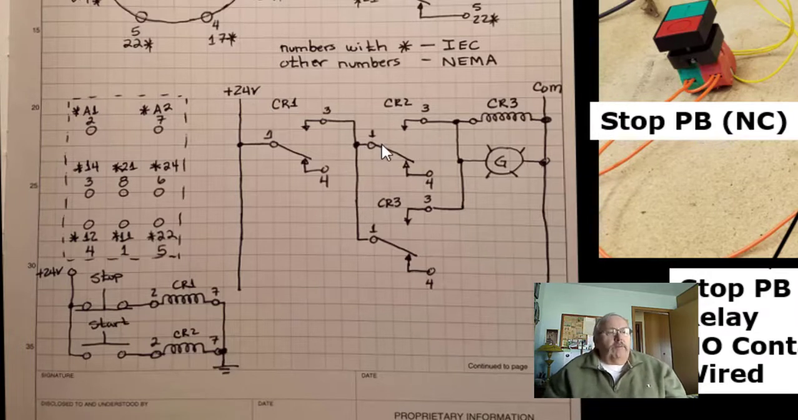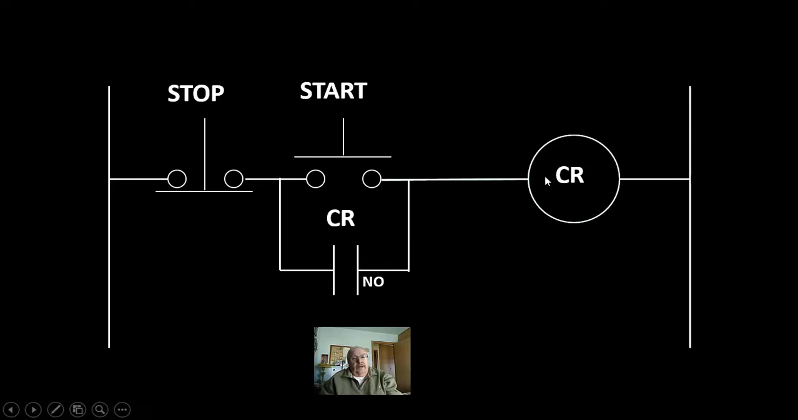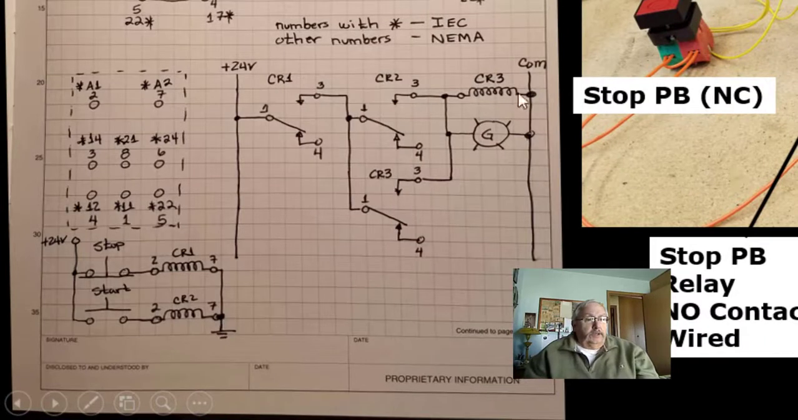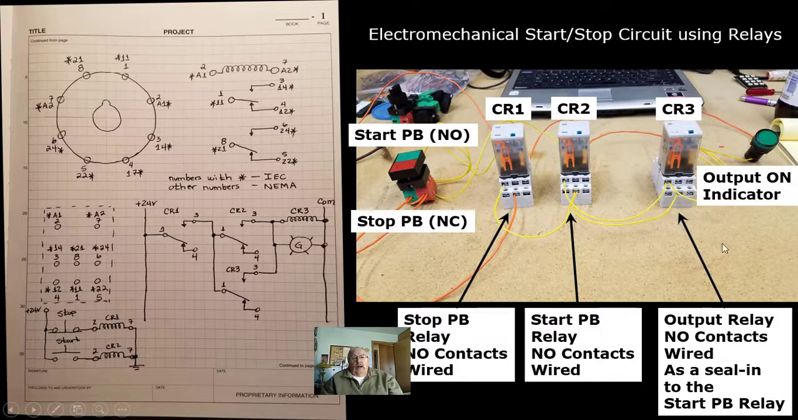So I wired the normally open contact of CR2. And on the output, I wired the coil for CR3. So going back here again, this would be CR3. Now off of CR, I have a set of normally open contacts around the start push button. So CR3, here's CR3. I wired a set of normally open contacts across CR2's normally open, and then I put a green indicator lamp. So here's the circuit that I wired.